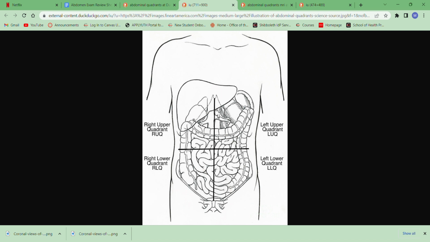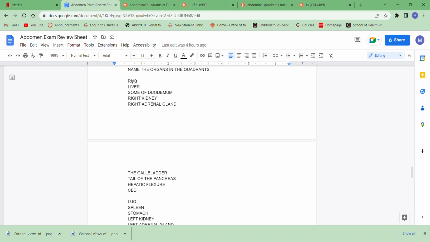So sometimes for exams, you're going to have to know what organs roughly are in which spot. So if you can visualize this, if you can memorize this and close your eyes and think about it, this is where your organs are. Okay, so let's start with the right upper quadrant where this big old liver is. So, organs in the quadrants.